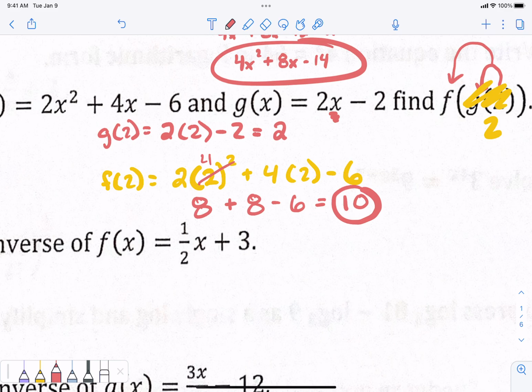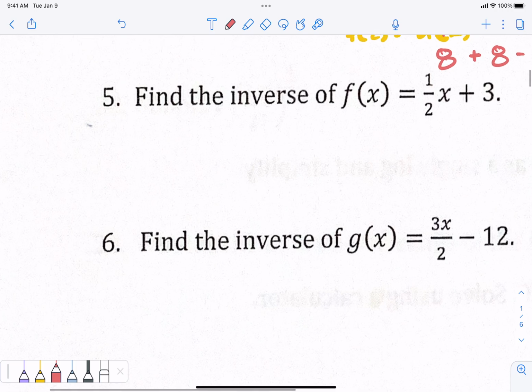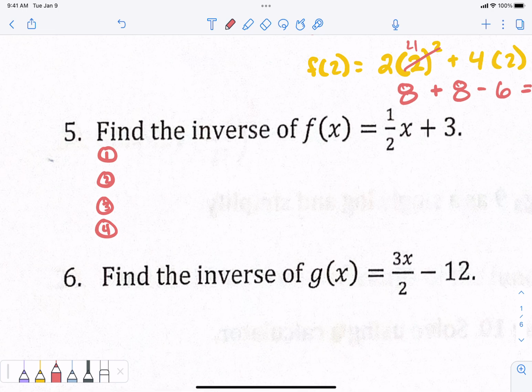Was that easy so far? Kinda, maybe? Wait, this isn't it, then find the inverse. Inverses? You know how to find the inverse? Okay, so finding the inverse. There were 4 steps to finding the inverse. Do you remember what they were? 1, 2, 3, 4.